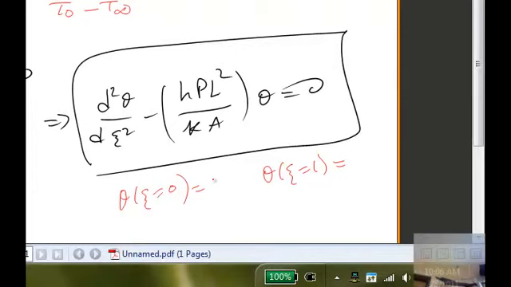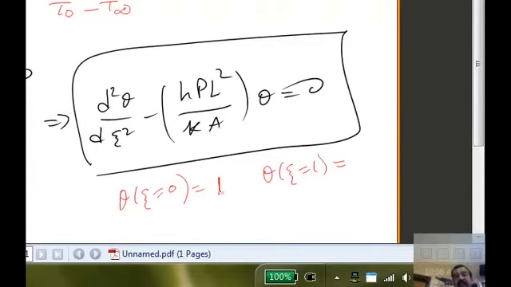When x equals 0, what is psi? 0. And what is theta? When x equals 0, T is equal to T0, the base temperature, as we saw. So (T0 minus T infinity) divided by (T0 minus T infinity) is 1. So this boundary condition is 1.